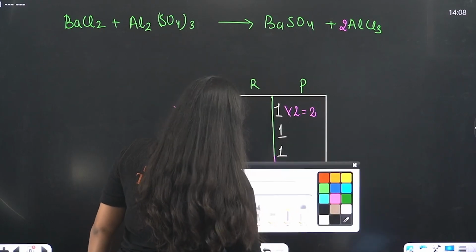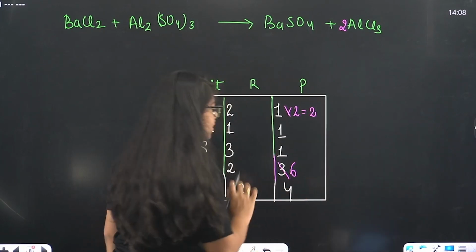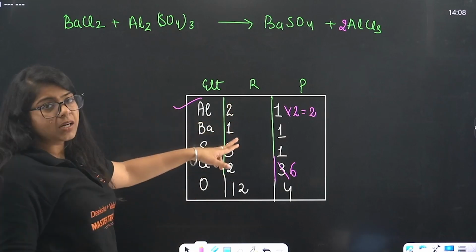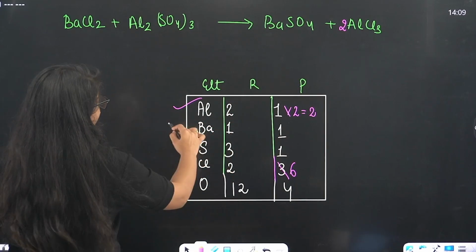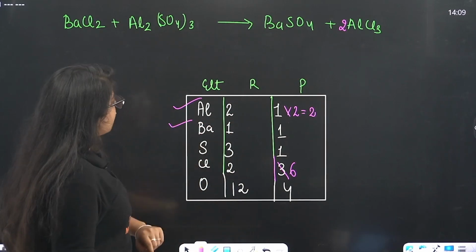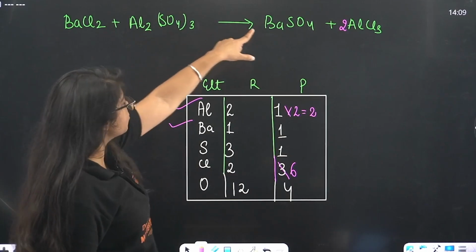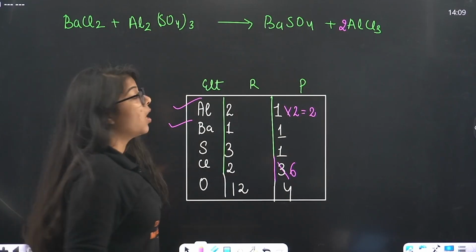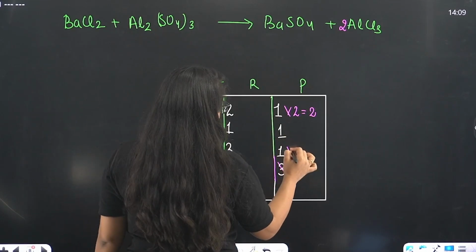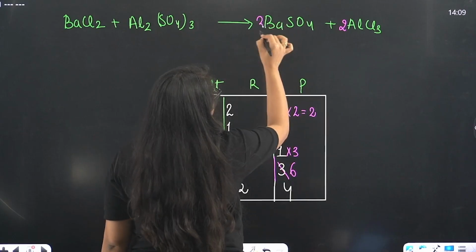And now, since we have unbalanced it, it is 6. Done. Okay. Circle back to barium. Now, barium is already balanced. Sulfur. Sulfur is 3 here. Sulfur is only 1 here. So, ma'am, what will I do? I will multiply this sulfur with 3. So, this will be 3.